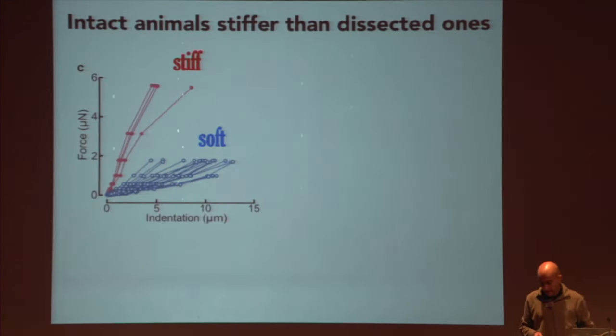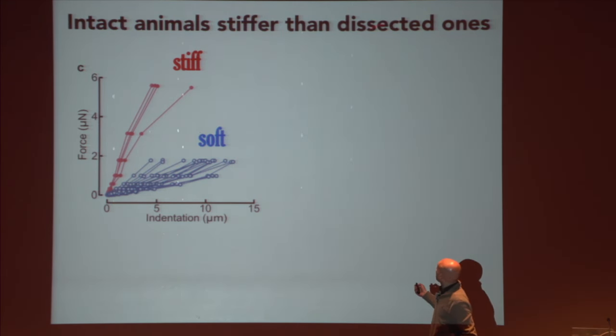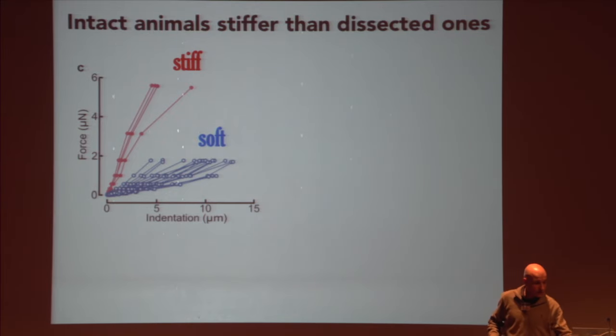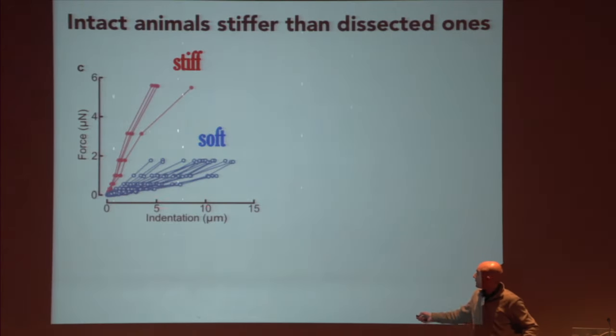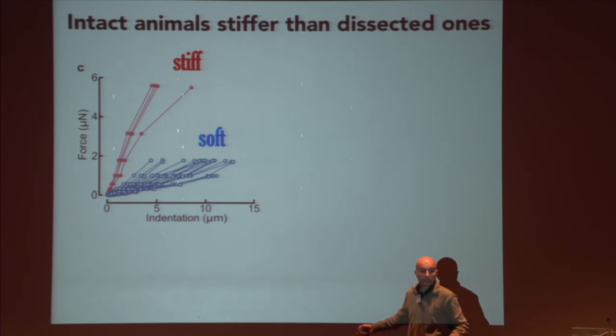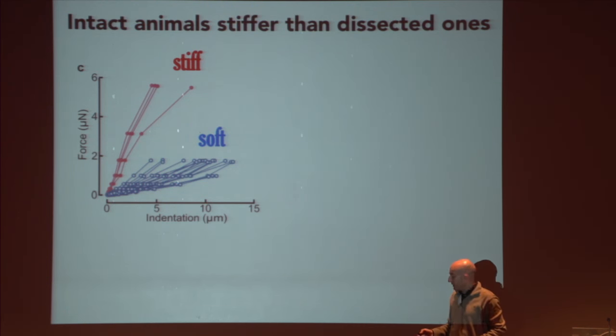And no surprise, the intact animals are stiffer than the animals where you took the intestine out. So the colors refer to this. The red is the intact animal, and the blue is the animal where you dissected the intestines. This is force versus indentation, so they measure how much you penetrate with the ball in the body of the worm. And clearly you can penetrate more into the animals where you dissected the intestine out. The pressure has been reduced, therefore you penetrate more than in the animals that are intact.